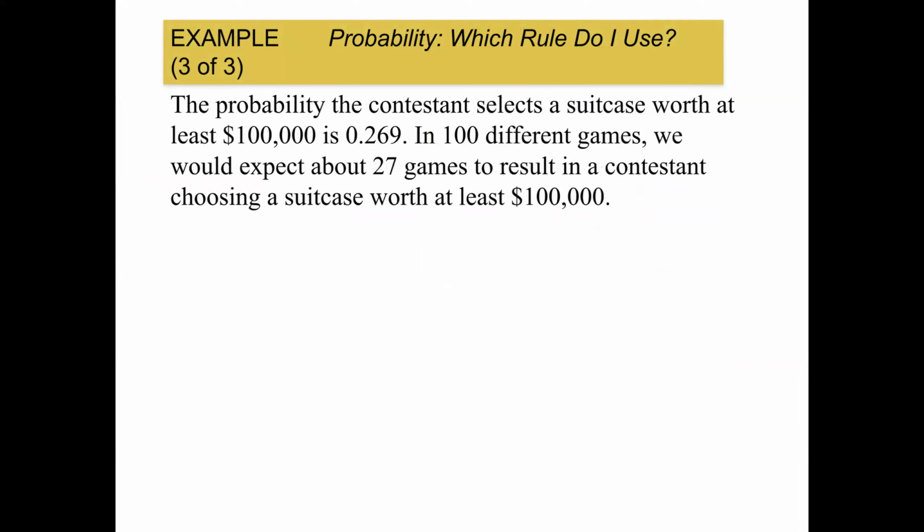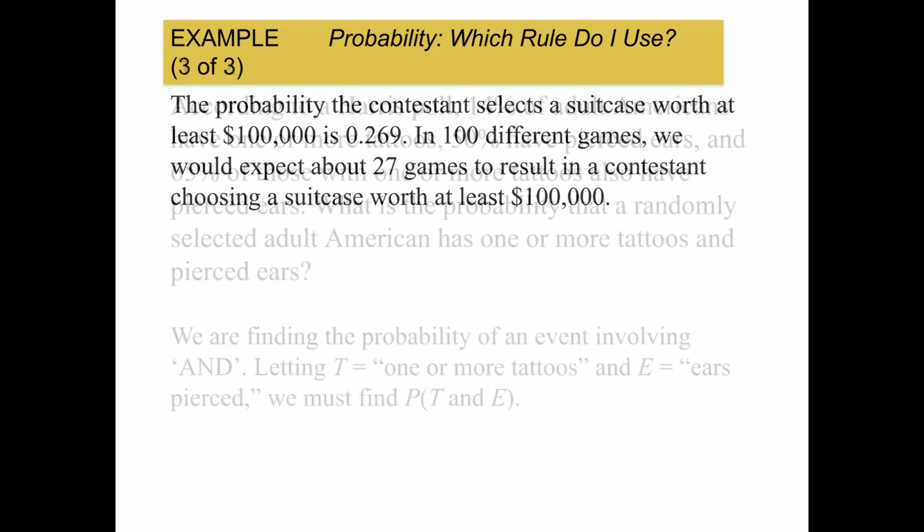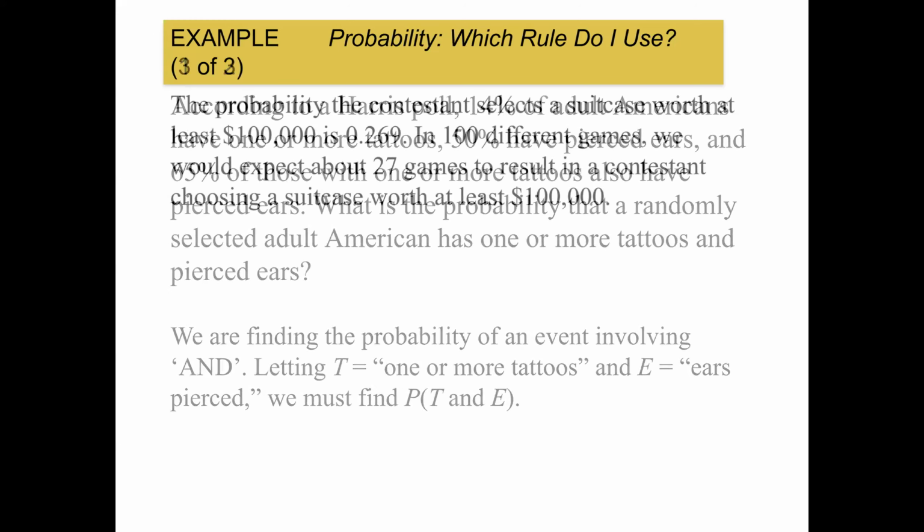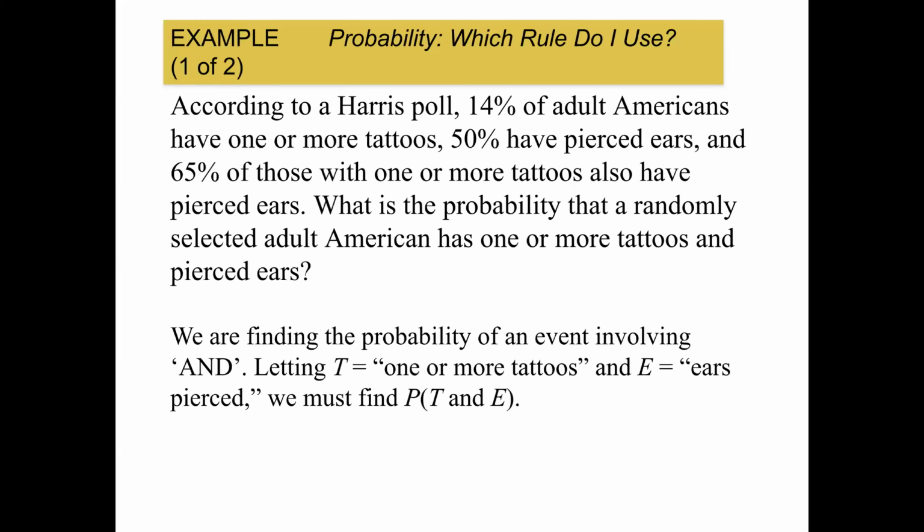The probability that the contestant chooses a suitcase worth at least $100,000 is 27%. And we would say it this way. In 100 different games playing this game, we would expect about 27 games to result in a contestant choosing a suitcase worth at least $100,000. That's how we'd say that. Let's go on to another example.